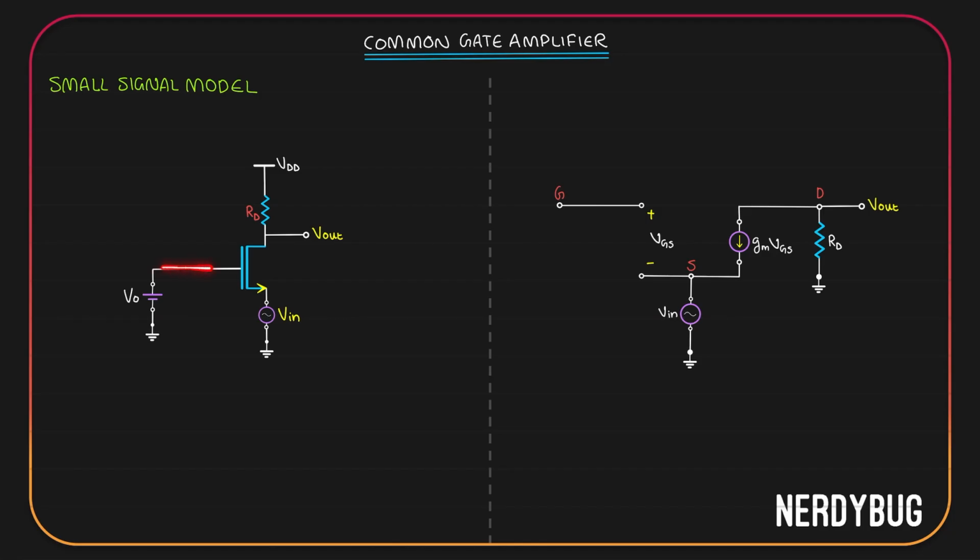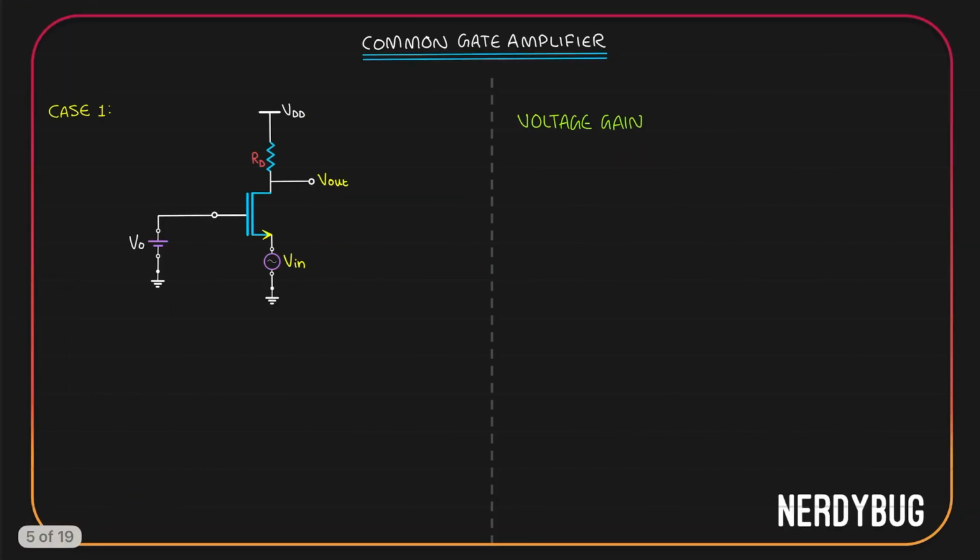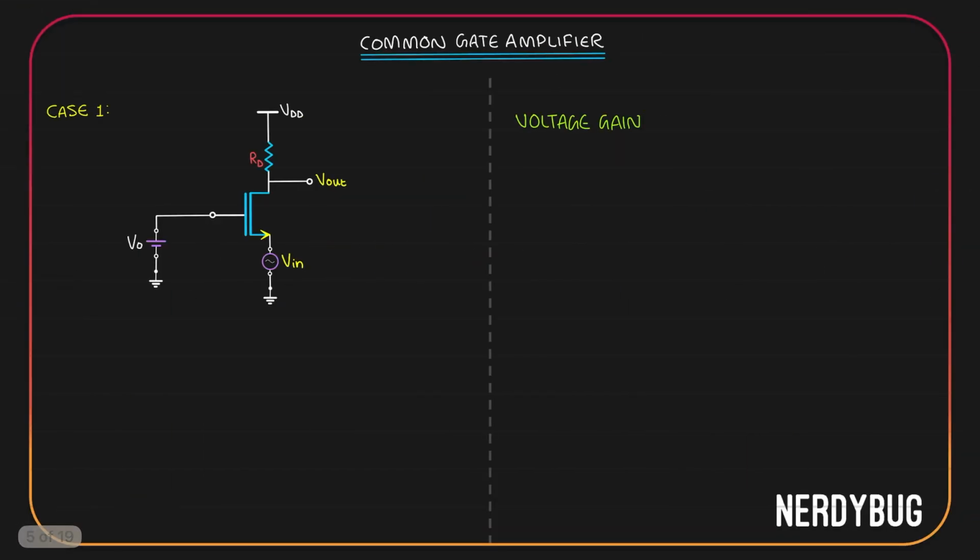Finally, at the gate, we have our bias voltage. It will be shorted in the small signal model, so gate will be directly connected to the AC ground. This is the small signal model. Let's take the simplest case and find the voltage gain. All we have in the circuit is V0, the bias voltage, V in input at the source, output taken at the drain, and we also have RD at the drain.